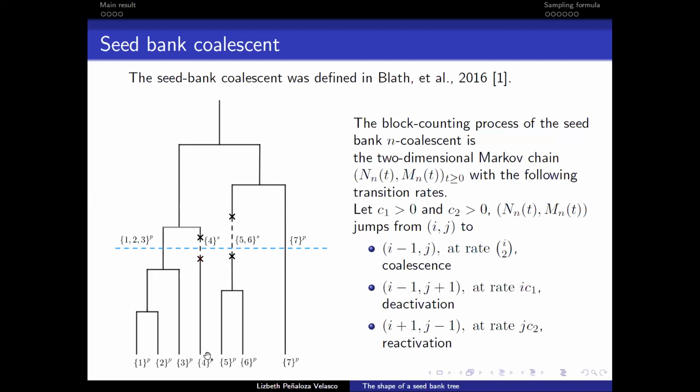So for example, here, we start with 7 plants. And then this cross means that one plant becomes a seed, and the dotted line means that we have a seed. And this other cross means that one seed becomes a plant. So in this time, we have 2 plants and 2 seeds. And if you observe, we can lose one plant only by coalescence or by deactivation.